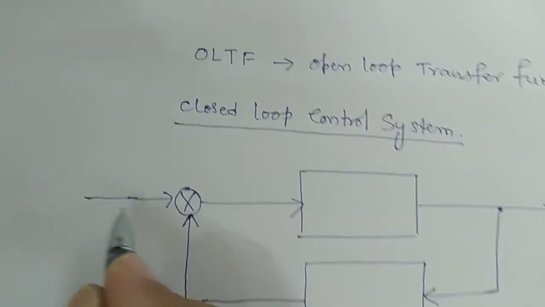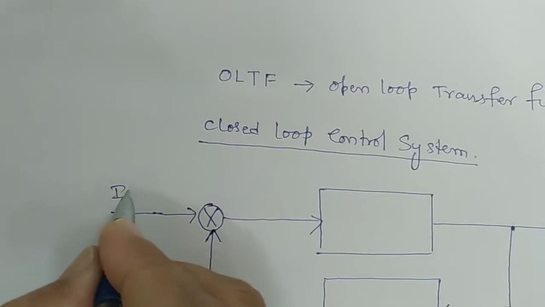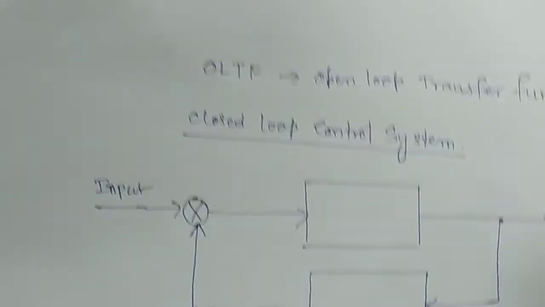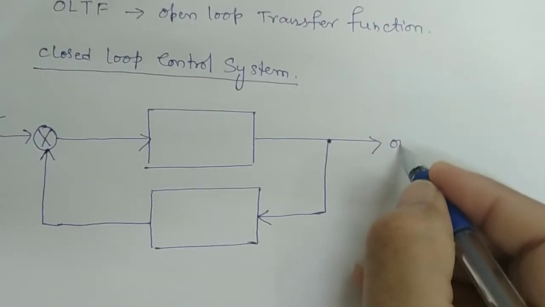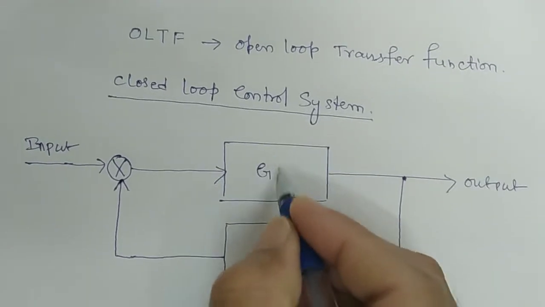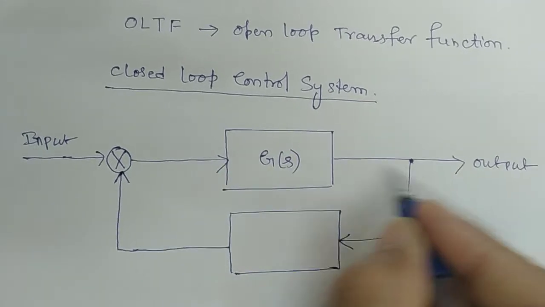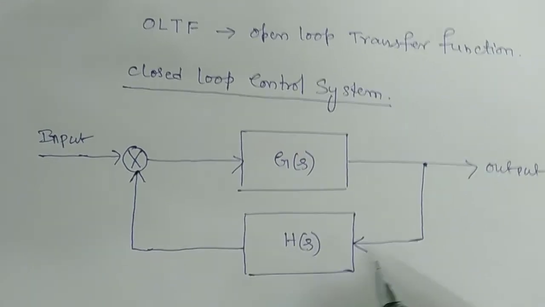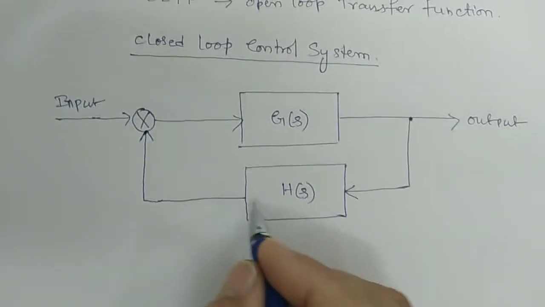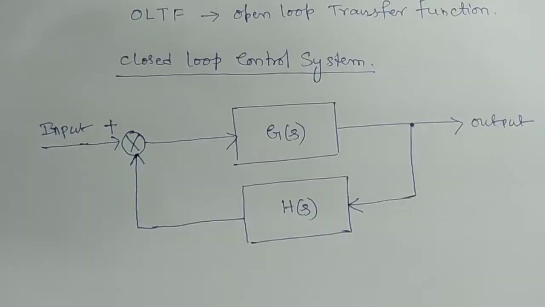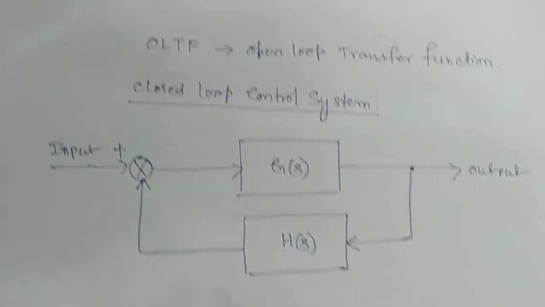Now this is your input, and this is your output. This is again a gain: G of s is the forward gain, and this H of s is the feedback gain. Always the input must be positive only. The input is always positive only.